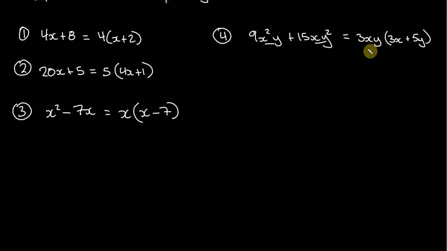So if you think about it now in reverse, since we've just factorized, if you were to expand this, well, 3xy times 3x, that's going to be 9x squared y, right? If you were to distribute this 3xy into this 5y, well, what's that going to give us? That's going to be 15 y squared with an x, right? So 15xy squared. So that's how we know that we've successfully factorized.